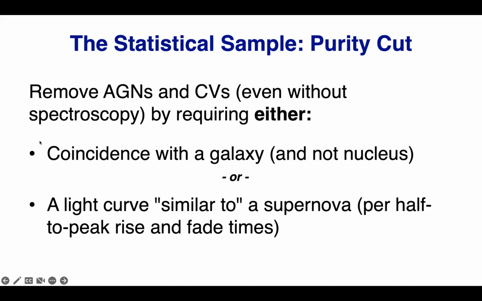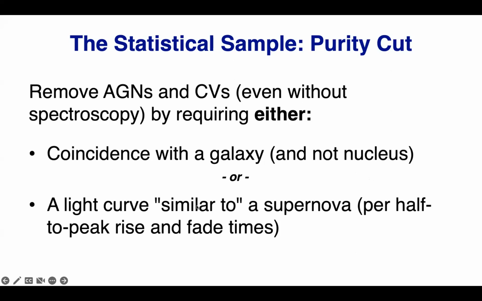So one possibility to keep the transient retained in our sample is simply that it is coincident with a galaxy. So regardless of what the light curve does, regardless of colors or timescales or anything, if it is coincident with a galaxy and not spot on the nucleus, and that can be quantified if you're interested in the details, we include that event.